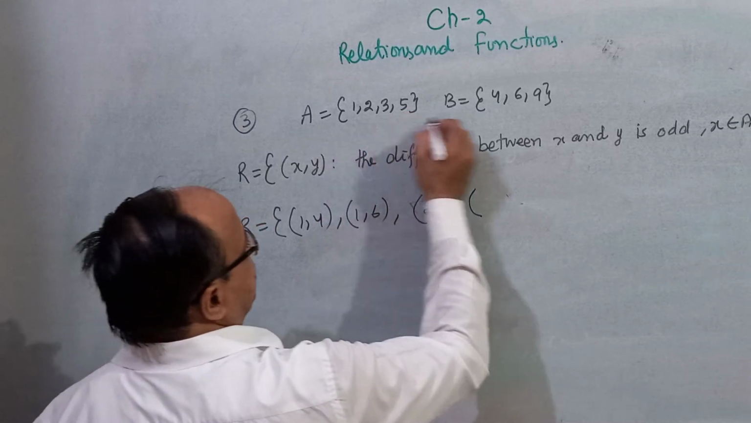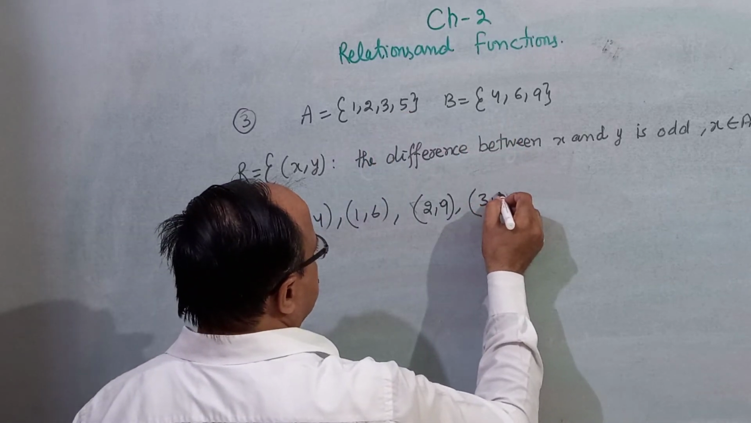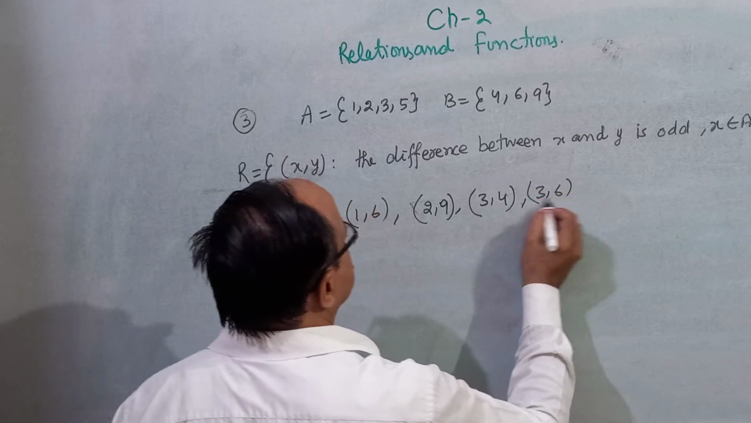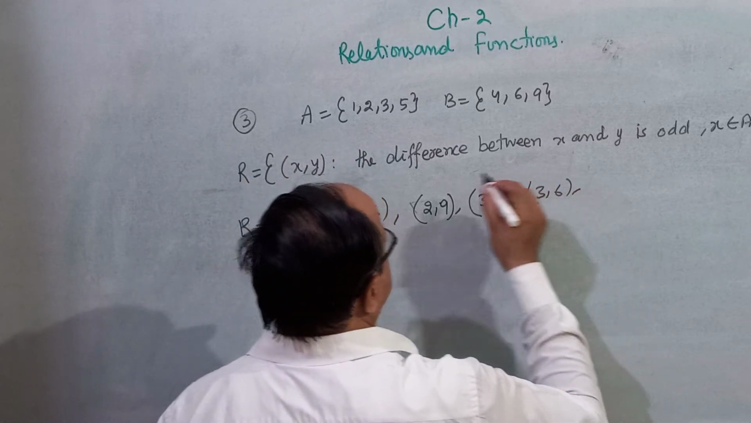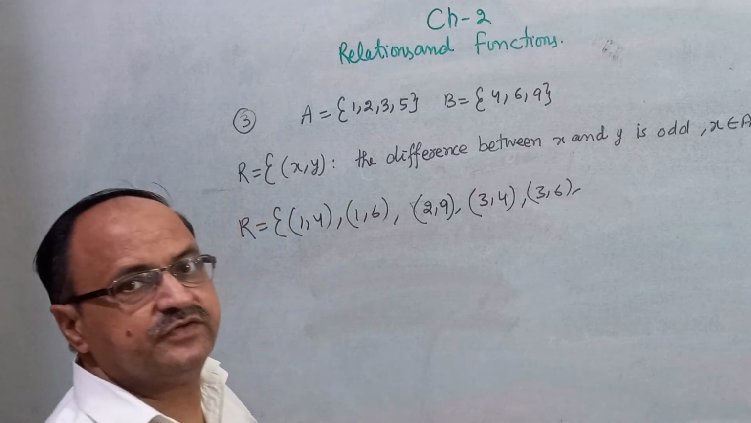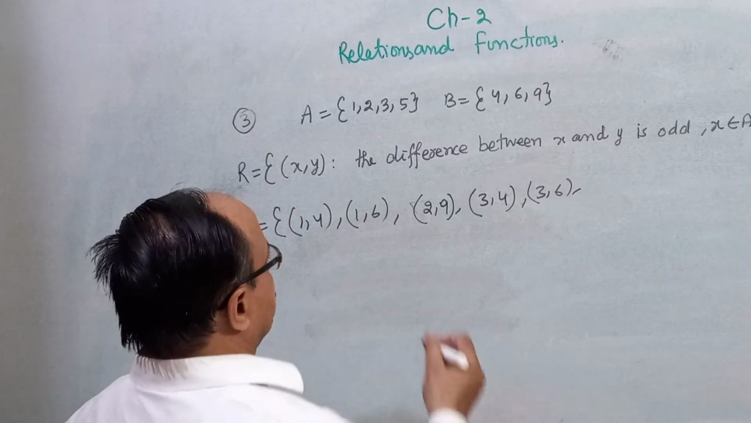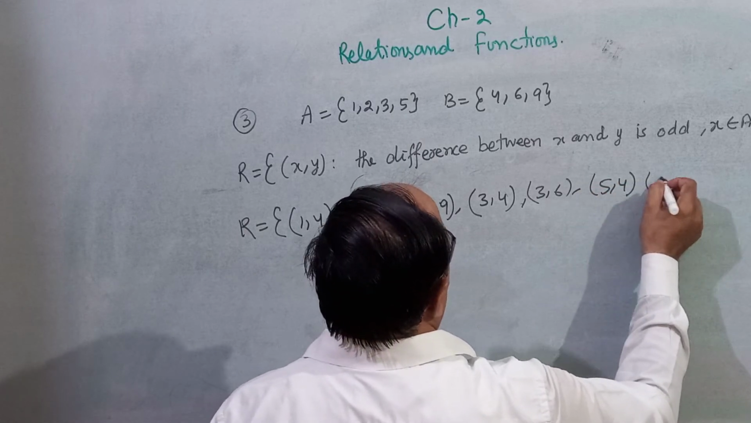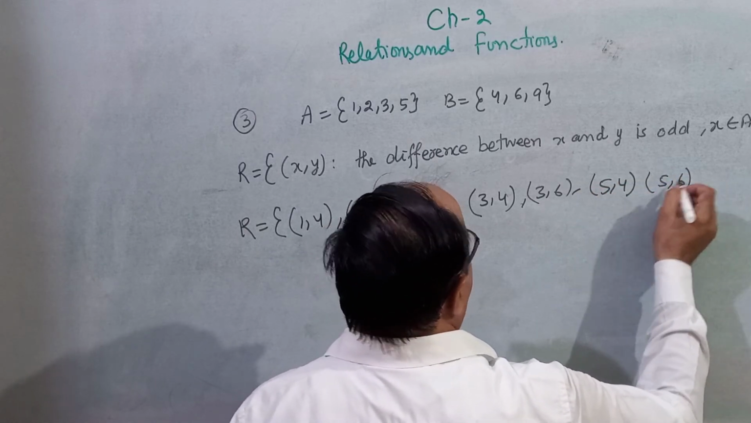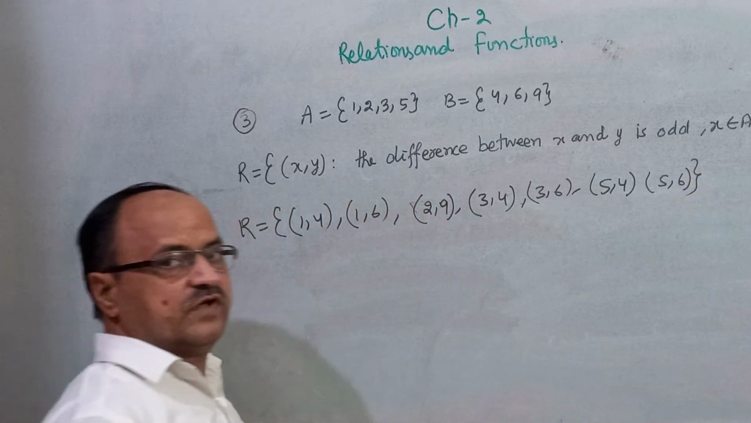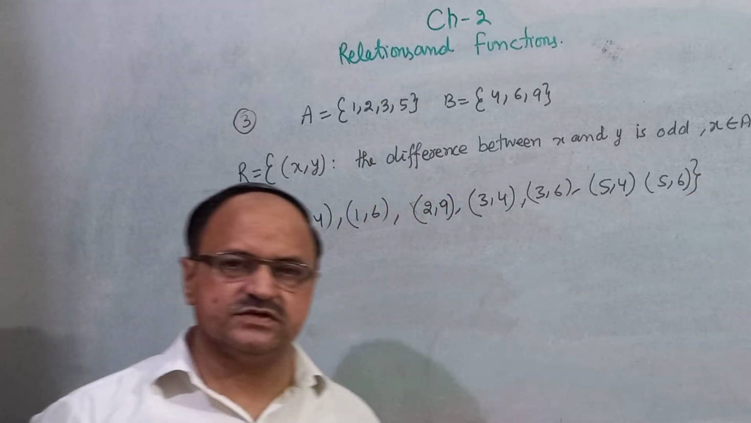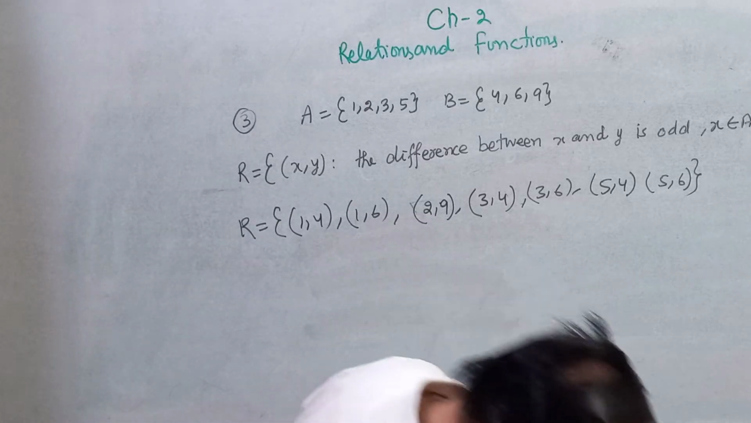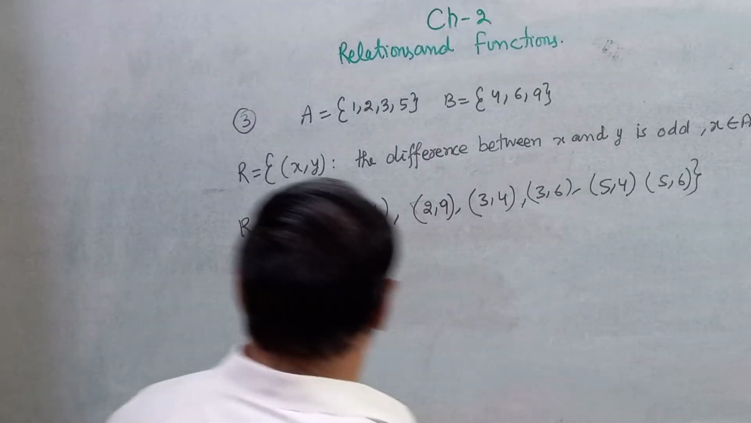Now with 3: 3, 4 difference is odd. 3, 6 difference is odd. 3, 9: the difference is 6, and 6 is even. Now with 5: 5, 4 and 5, 6 are possible, and 5, 9 is not possible, the difference is 4 and 4 is even, not odd. So this is the answer of this question.